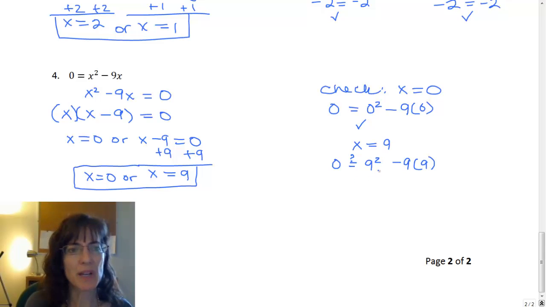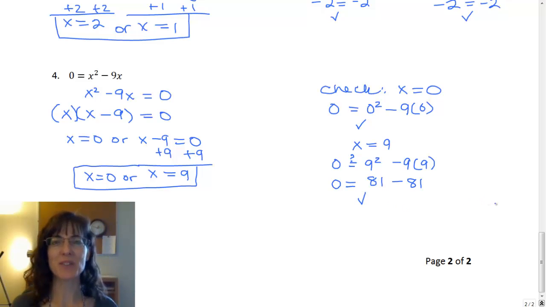9 times 9 gives me 81, and 9 times 9 again gives me another 81, and I am subtracting the 2, so I do definitely get 0. So both those answers do check out.